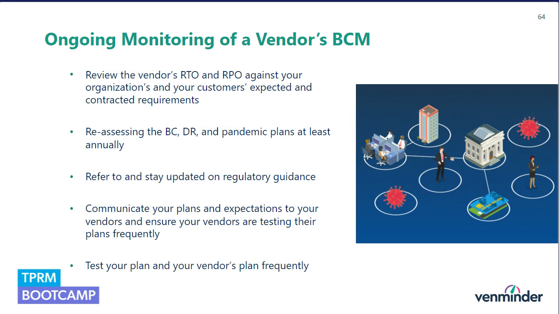Continually catch if changes are made in the business continuity, disaster recovery, or pandemic plans, and that they still meet your expectations. Refer to and stay updated on regulatory guidance, as I mentioned. It does change. Make sure you're compliant if you need to be. Communicate your plans and your expectations to your vendors so you're on the same page prior to and during these events. Also, test the plans frequently, as it might look good on paper, but once it's played out, you realize further gaps.